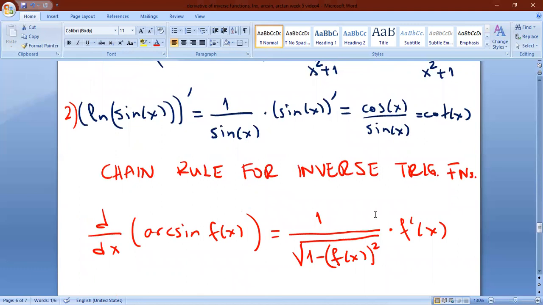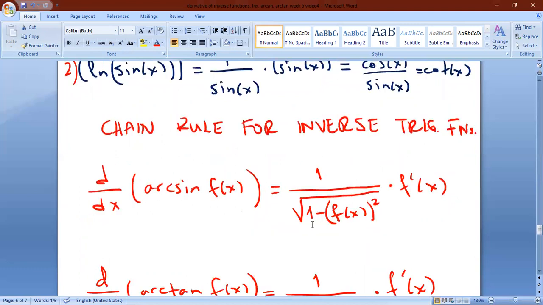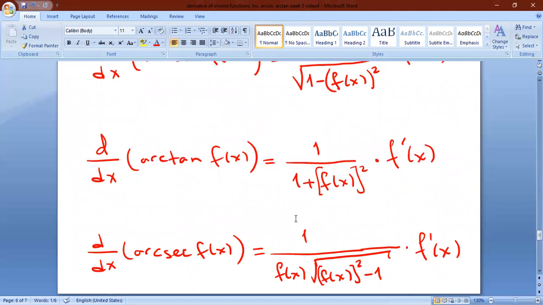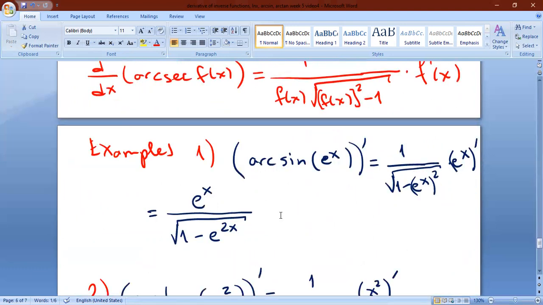And the chain rules for inverse trigonometric functions are: if we have arcsine of f, then the derivative is 1 over square root of 1 minus f squared times f prime. And the derivative of arctangent of f is 1 over 1 plus f squared times f prime. The derivative of arcsecant of f is 1 over f times square root of f squared minus 1 times f prime. And now examples of the chain rule for inverse trigonometric functions.